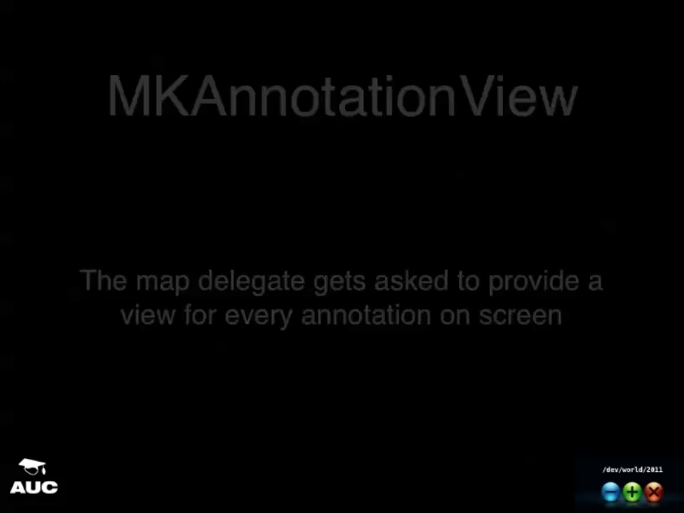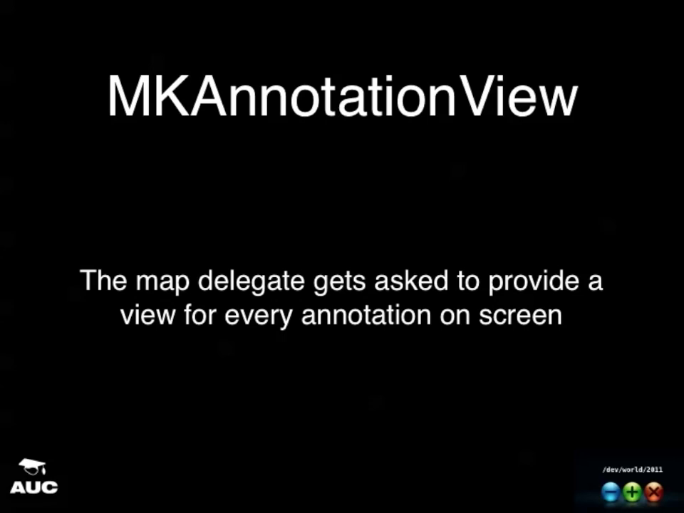The next important thing is the annotation view. Like I said, the power of MapKit is its delegates. Every time an annotation needs a view, the map's delegate gets asked to provide one. It is important that you cache and reuse these views, because if you use scrolling a lot, it'll request a new view every time an annotation jumps back into frame on the map. So make sure you don't just dump thousands of these things around, because it will slow the poor phone down pretty quickly. So how do we actually go about using these?